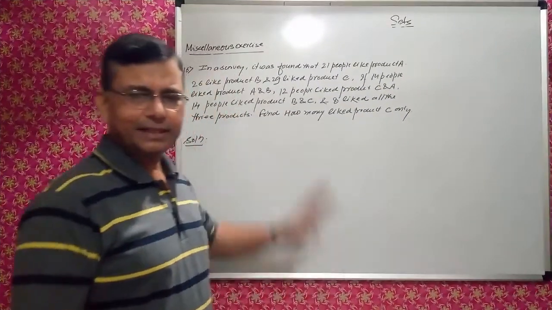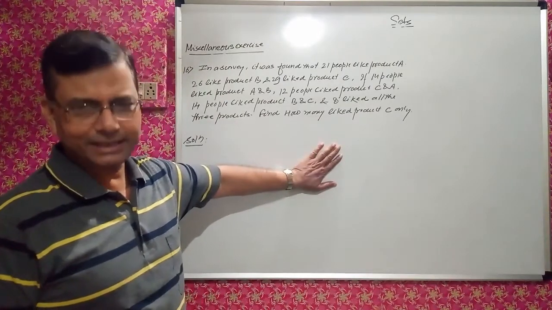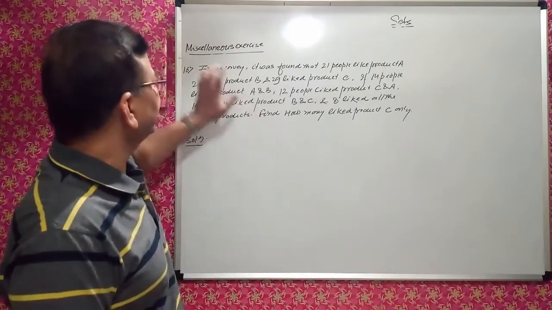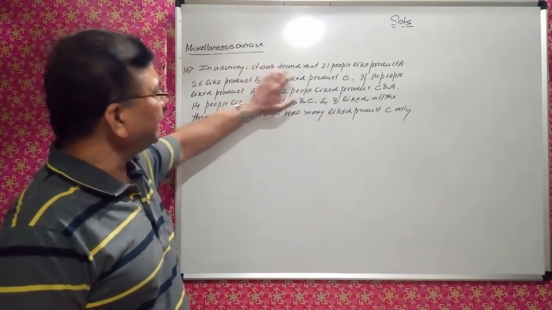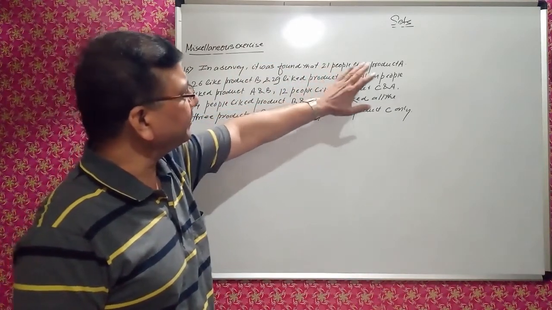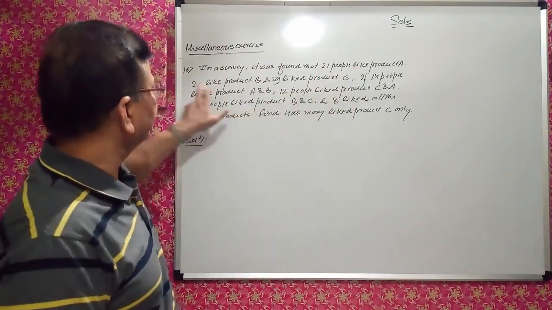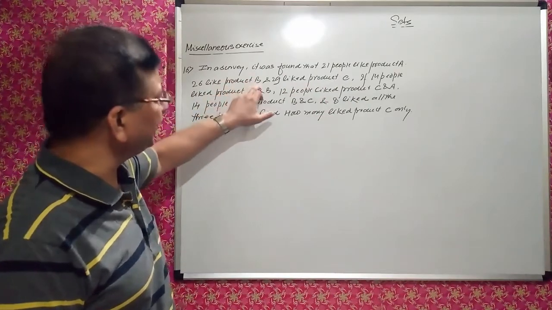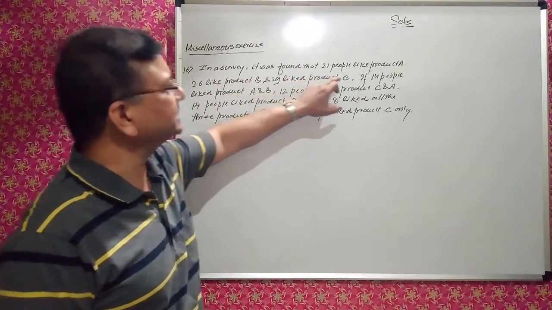See this question. This is the last question of this exercise. The question tells, in a survey, it was found that 21 people like product A, 26 like product B, and 29 like product C.